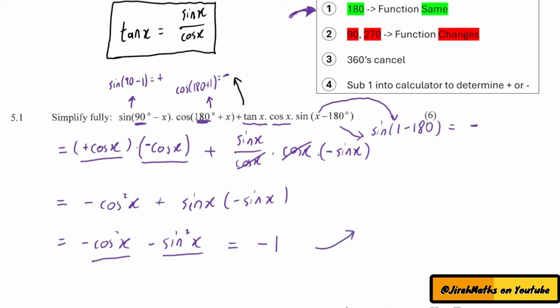And this is coming from the rule cos squared x plus sine squared x equals 1. I just multiply everything by minus 1, so minus cos squared x minus sine squared x will therefore equal minus 1. And that's it. We've solved the first question. Let's try the next question.